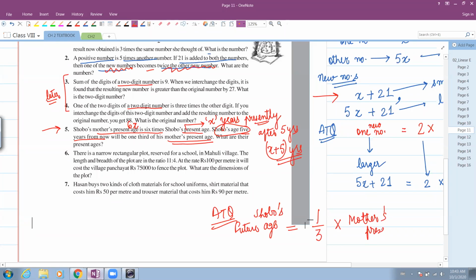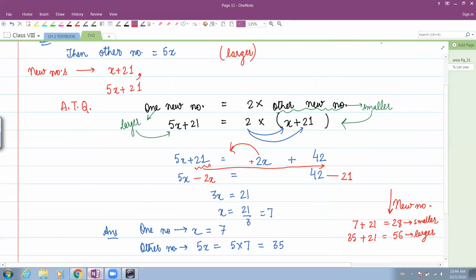Mother's present age. This is how you're going to make the equation. Anyone who wants to ask anything at this point before we start writing the answer? No, ma'am. Let's write the answer.